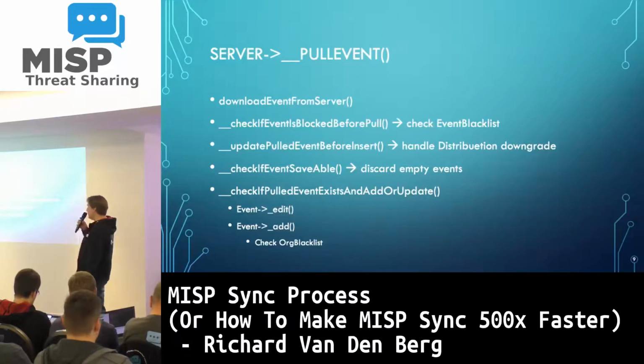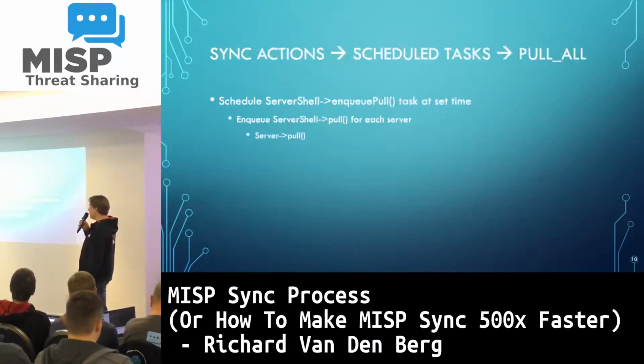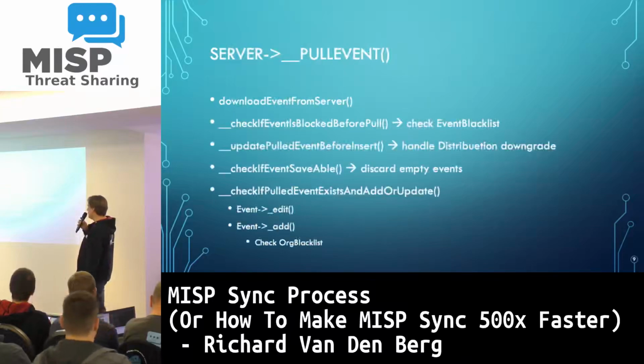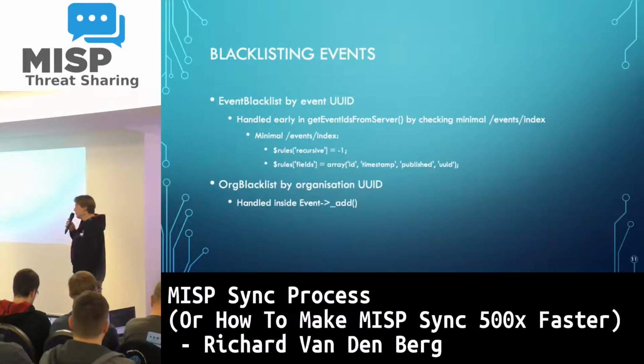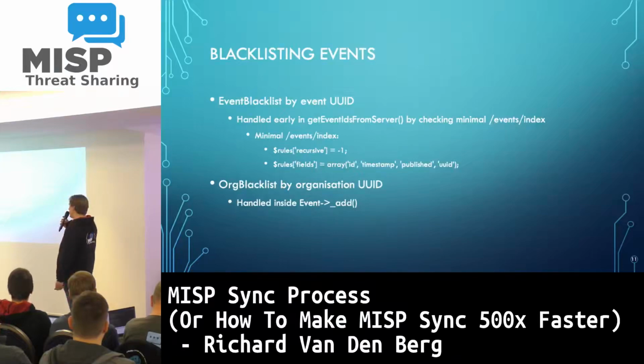So what was the issue with this? When it's called from a schedule, it's basically the same thing, only from a schedule. So it calls the server pull, but then on a schedule. So what's the issue with the logic? Actually, it was a blacklisting issue.